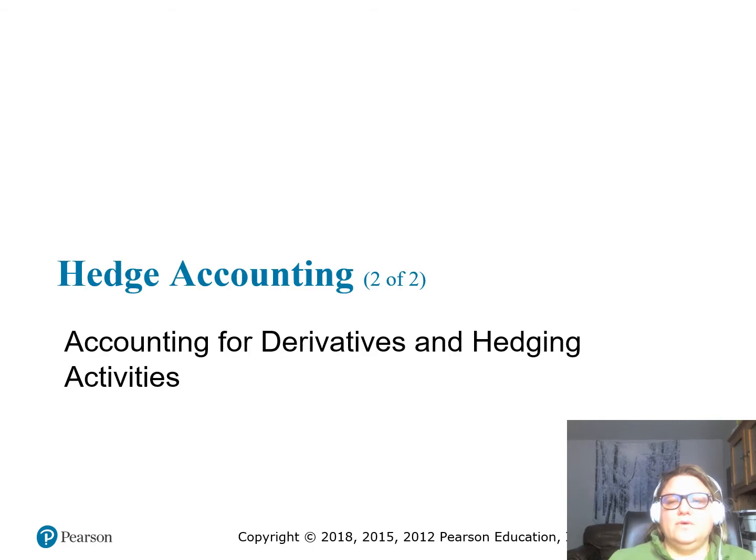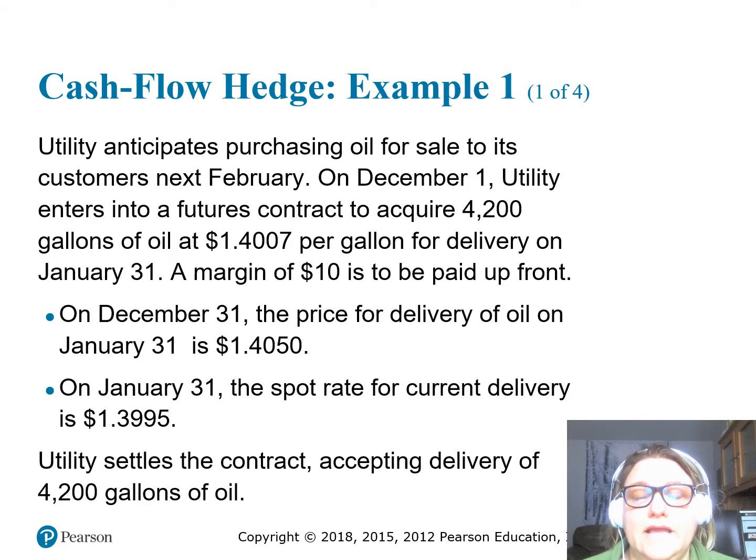All right, so let's look at cash flow hedge example 1. A utility is purchasing oil for its sale to customers on December 1st. The utility enters into a futures contract to acquire 4,200 gallons of oil at 1.4007 per gallon. There's a margin of 10 to be paid up front. All right. And that margin is the cost of the hedge.